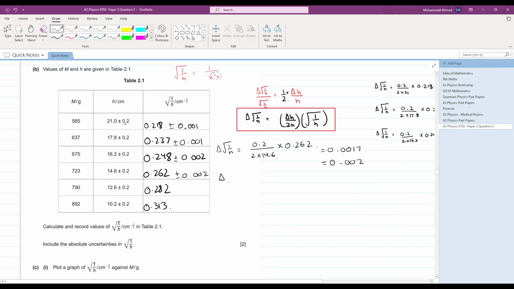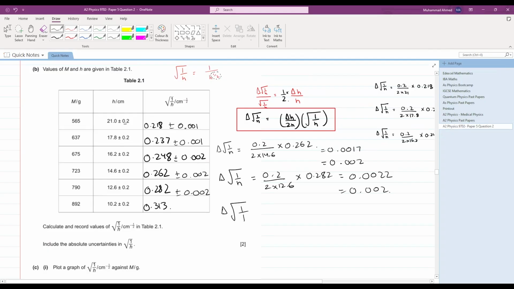Let's do it for the fifth row. Absolute uncertainty in 1 over h is equal to what? 0.2 divided by 2 into 12.6 multiplied by 0.282. What will this answer come out to be? 0.282 in the numerator, and the denominator, 2 into 12.6. This comes out to be 0.0022, which is equal to 0.002. Simple. So you can write it here, 0.002.